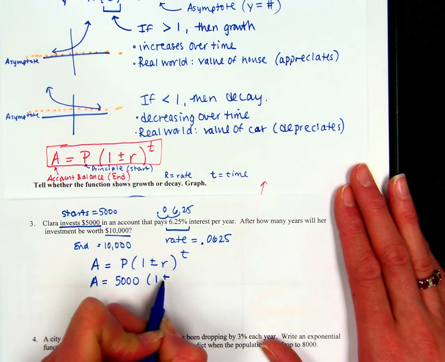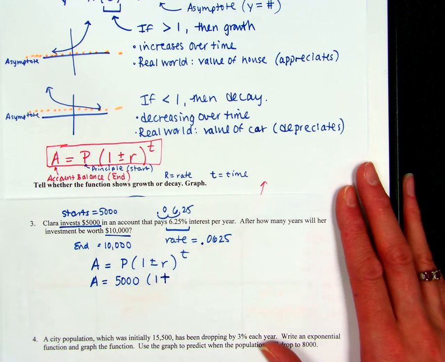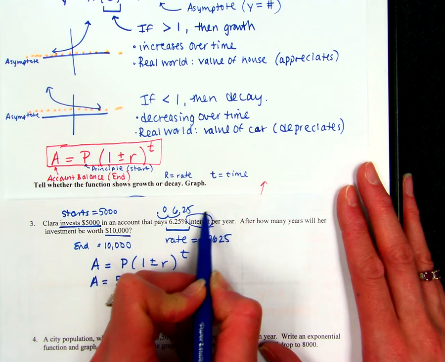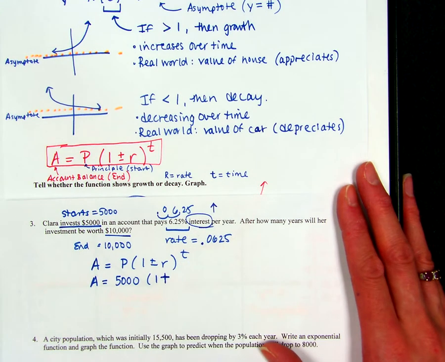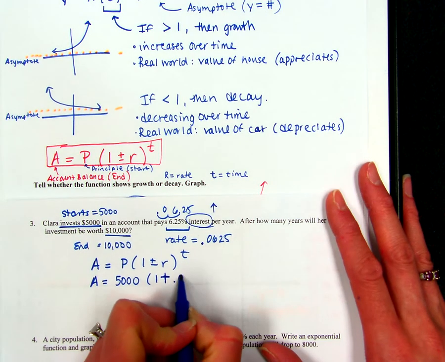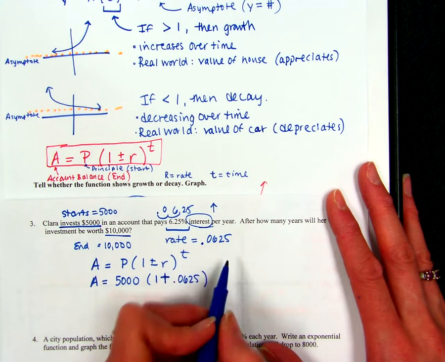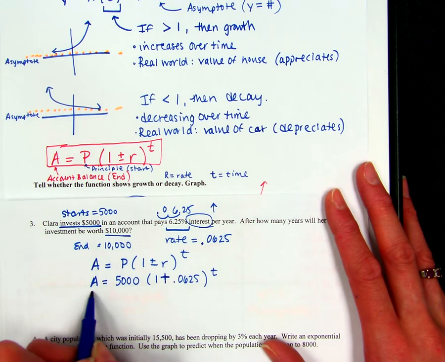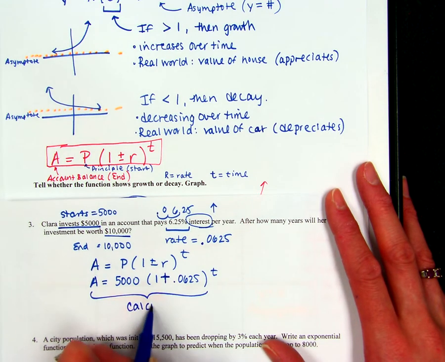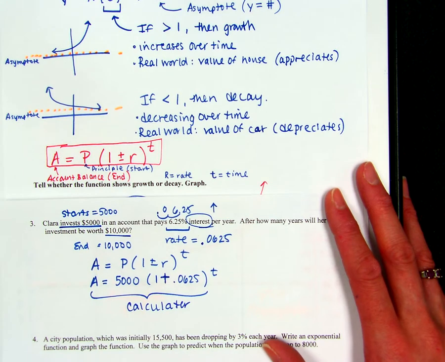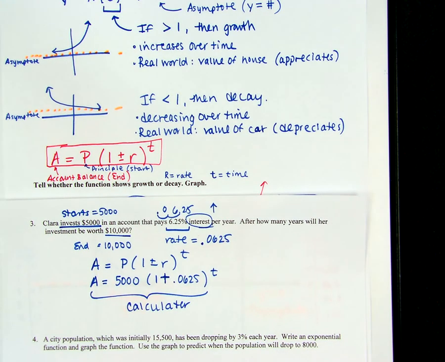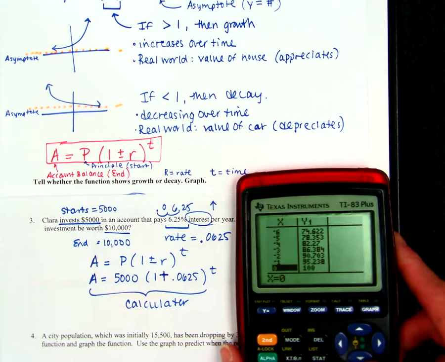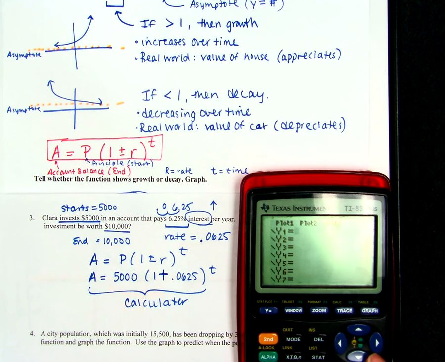1 plus. Now, to decide whether it's plus or minus, it's paying interest. That means it's increasing. So I'm going to put in the plus sign. My rate is 0.0625, and t is just my time. So here's my equation. At this point, you're going to use your calculator. Okay, so we're going to look at our calculator. We're going to go to y equals. All right, so we're going to type in our equation.